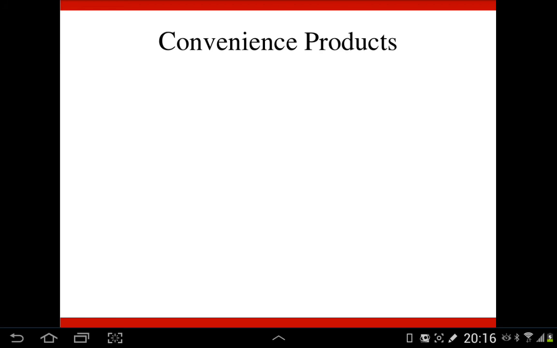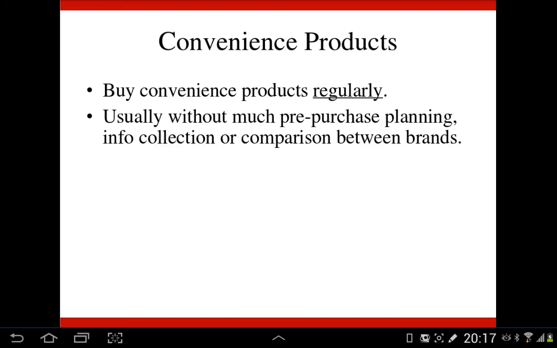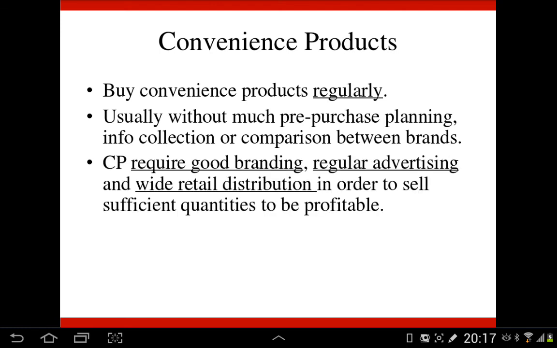So let's look at convenience products first. They're bought regularly, in other words, very often. They don't require much pre-purchase planning. People don't plan before they buy them, and they don't compare brands. They just usually pick the one that they like the best. It requires very good branding and regular advertising because it needs to be on the top of people's minds. Soft drinks. So usually when I say, which soft drink do you like the most? I'm sure there's an image popping into your mind right now. And those images come from good branding, good advertising, good product placement inside shops, and so forth.